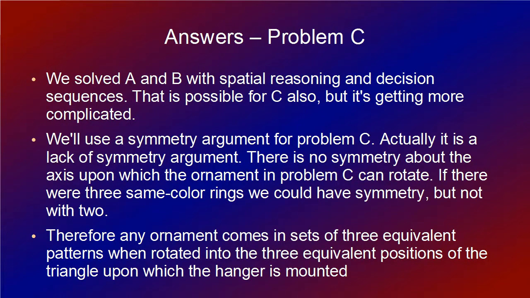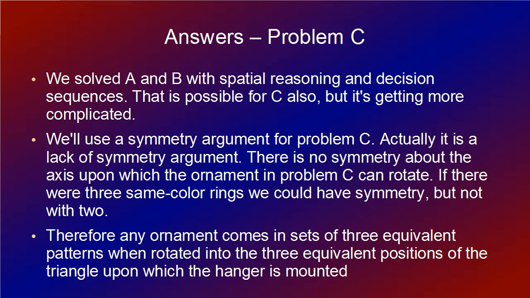Now for problem C, I'll take a different approach, and there will be no diagram since this will be an analytical solution. We solved A and B with spatial reasoning and decision sequences. That is possible for C also, but the decisions are getting more complicated. So instead we'll use a symmetry argument for problem C. Actually, it is a lack of symmetry argument. There is no symmetry about the axis for which the ornament in problem C can rotate.